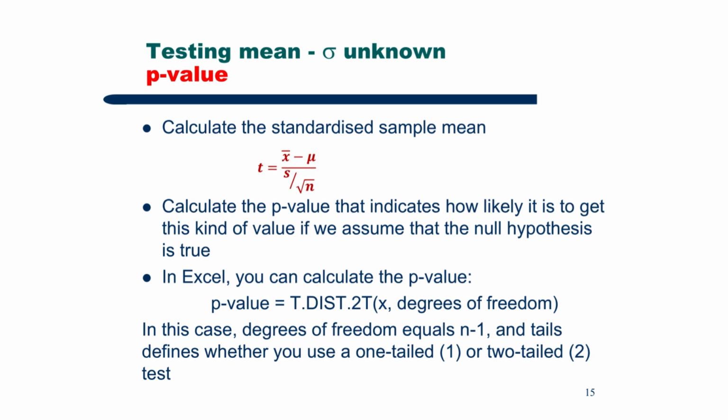Step 3. Compute the p-value in Excel. To calculate the p-value in Excel, use the following formula. P-value equals T.DIST.2T(x, degrees of freedom). In this case, degrees of freedom equals n minus 1, and 2T defines a two-tailed test.